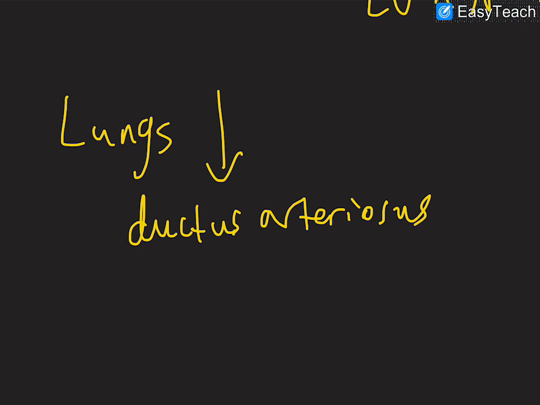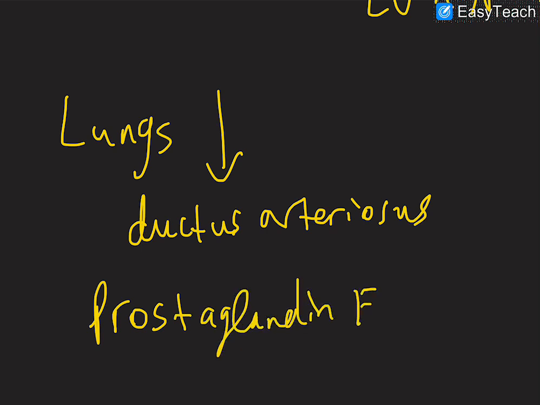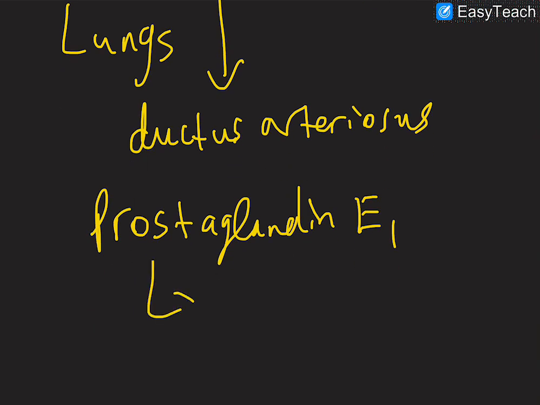That's the normal process, right? So oxygen levels start to rise, the pressure in your lungs drops, and then your ductus arteriosus starts to close. Now, if you give prostaglandin E1, what this does is it doesn't let the ductus arteriosus close and keeps it open. So prostaglandin E1 actually keeps the ductus arteriosus open.